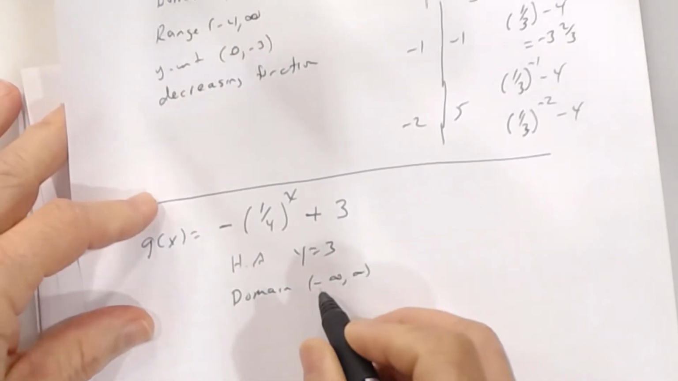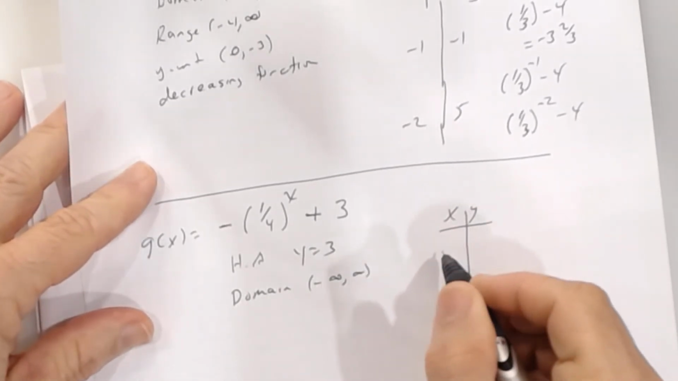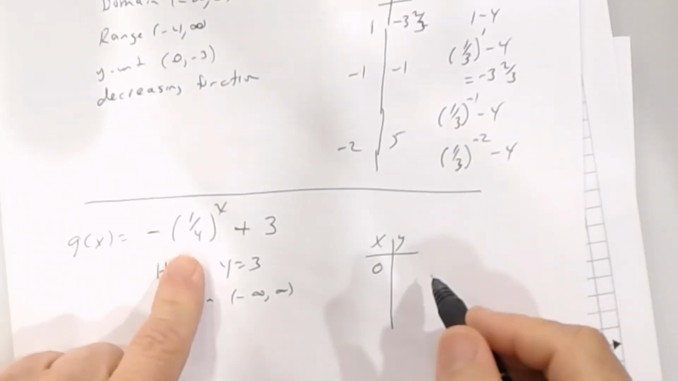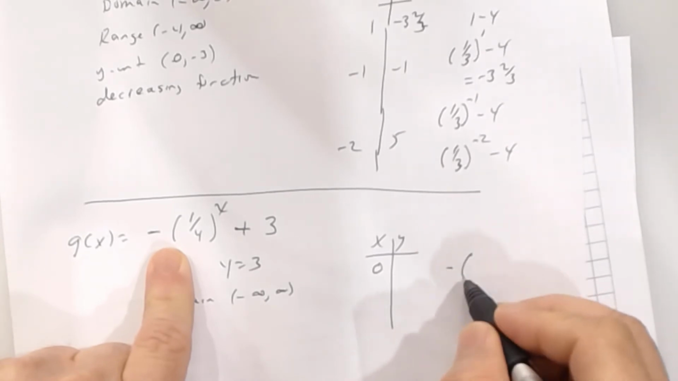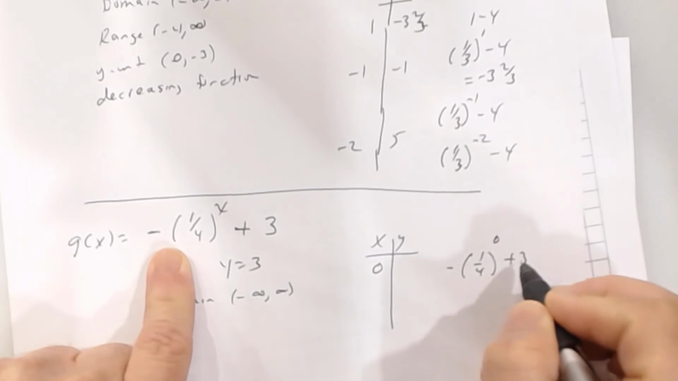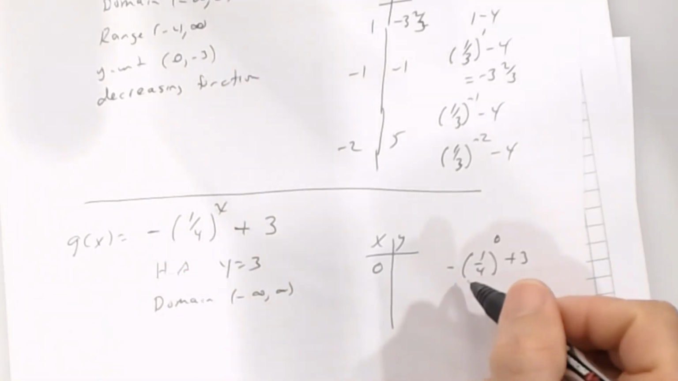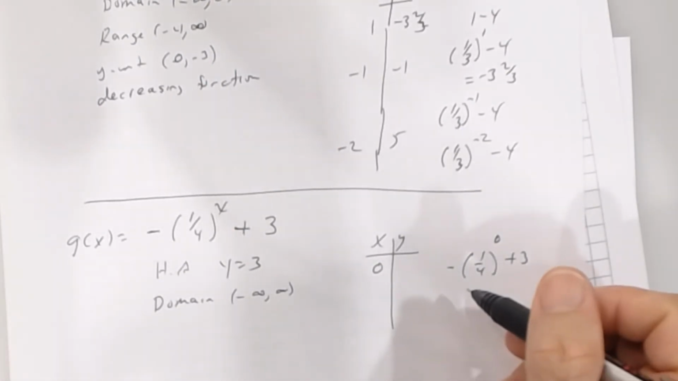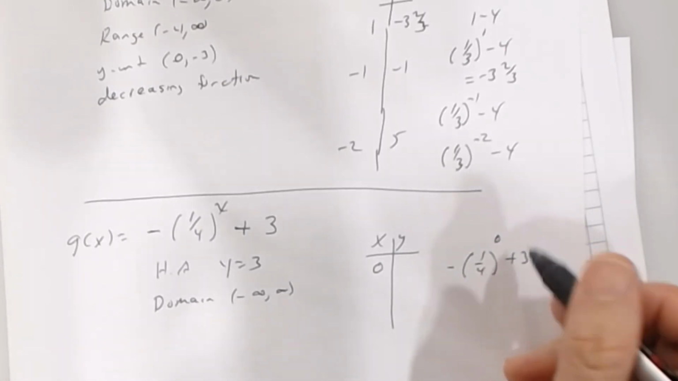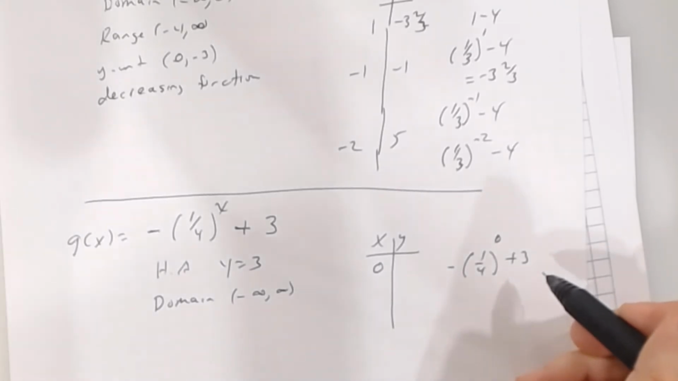Since the domain's all real numbers, I can find the y-intercept. So you're going to let x be what? 0. So if x is 0, listen carefully, you're going to say negative, in parentheses, 1/4 to what power, plus 3. Now make sure if you're using your calculator, you do it correctly. You would say negative, parentheses, 1/4, close, raised to the 0, plus 3.